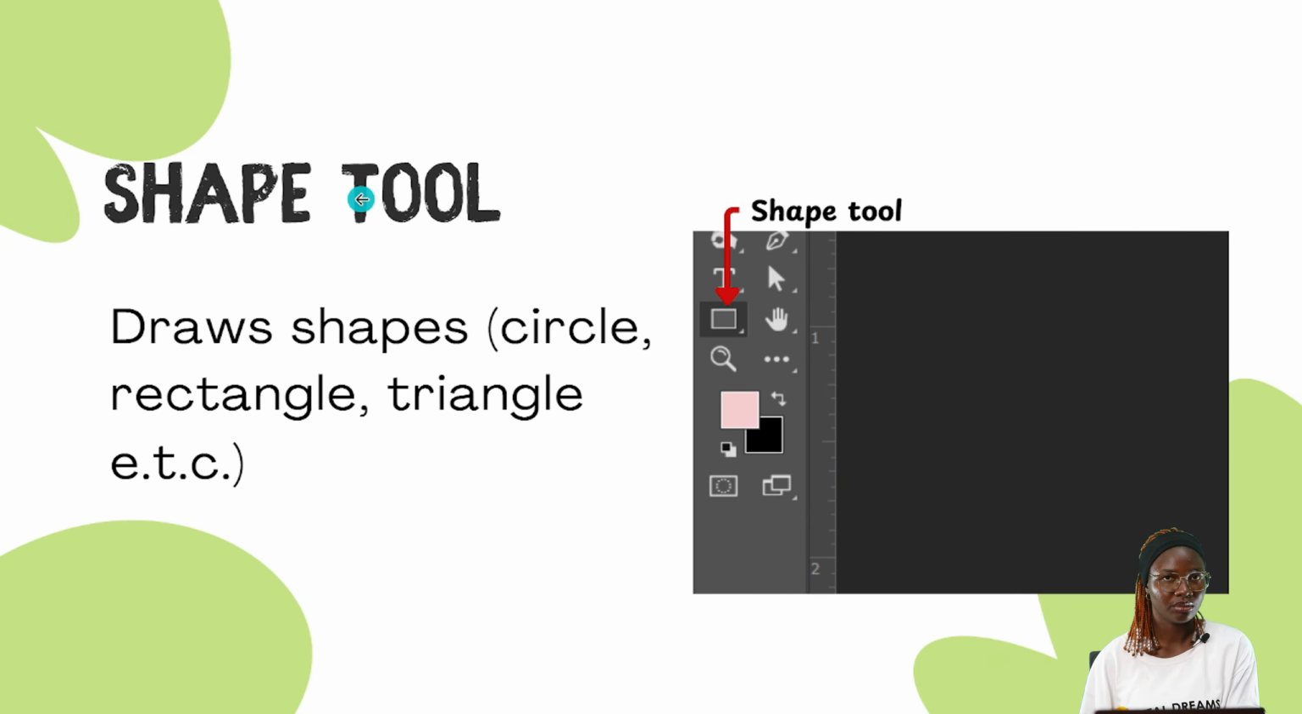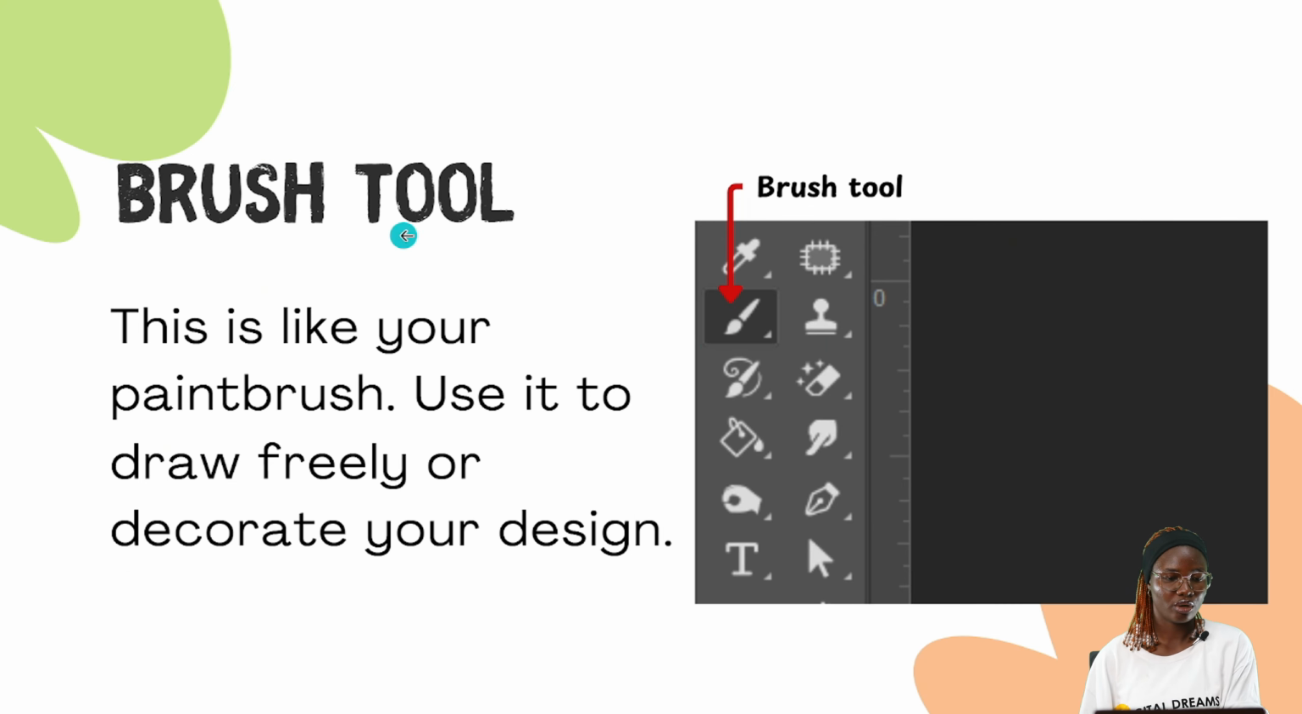Then the shape tool, which you can use to draw shapes like circle, rectangle, triangle. But in Photoshop, for the circle shape, you see it's the ellipse. It's not called a circle shape. It's called the ellipse shape, or the ellipse tool.